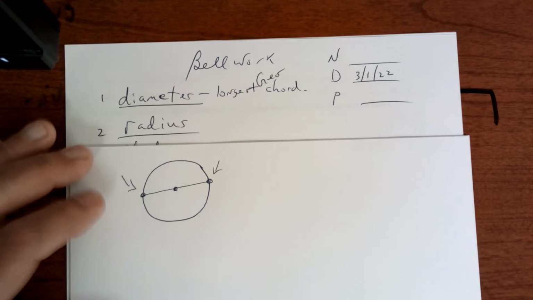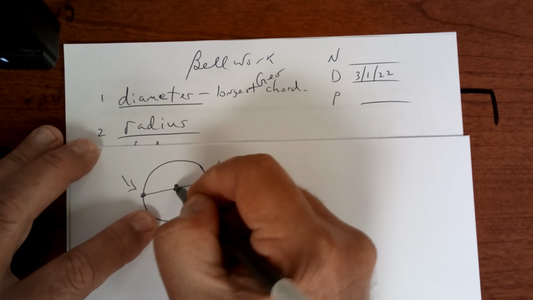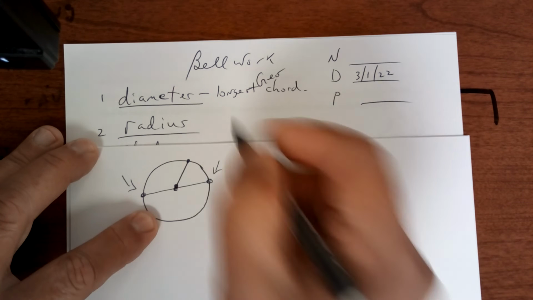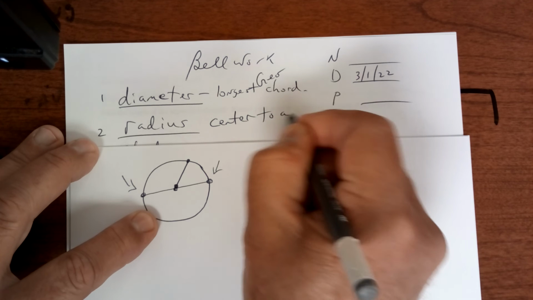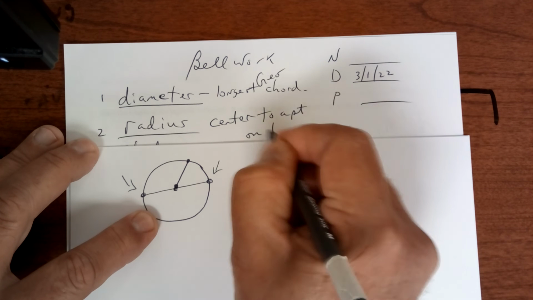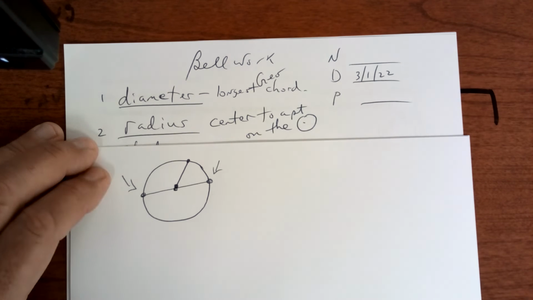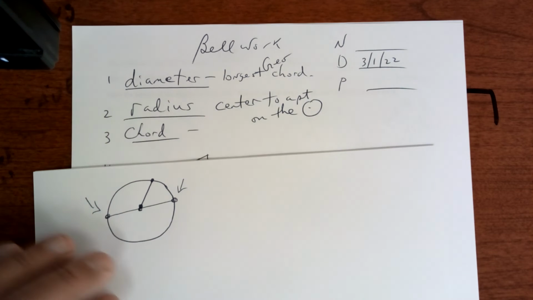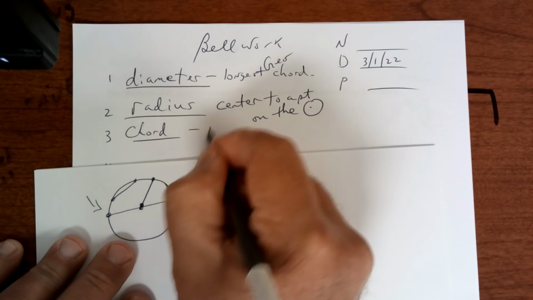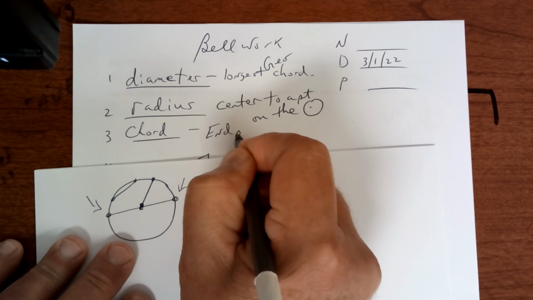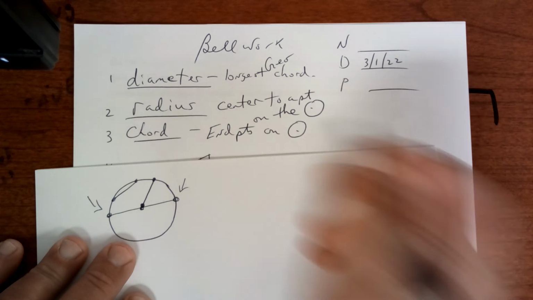Radius goes from the center of the circle to a point on the circle. So center to a point on the circle. A chord has the end points on the circle. So end points on the circle. Make sure you know those definitions.